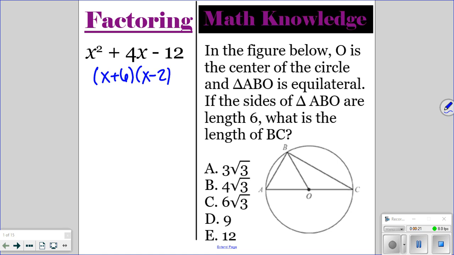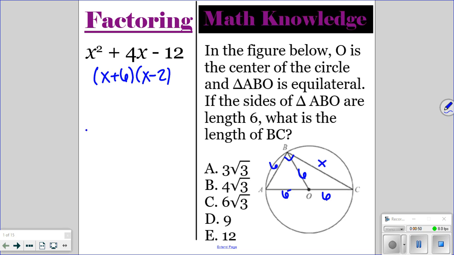And then for the math knowledge question, it tells us that triangle ABO is equilateral and the sides are 6. So this is 6, and this one is 6. This is a radius of our circle, so this length is also going to be 6. And then this is actually a right angle. And so we can use Pythagorean theorem to find BC.